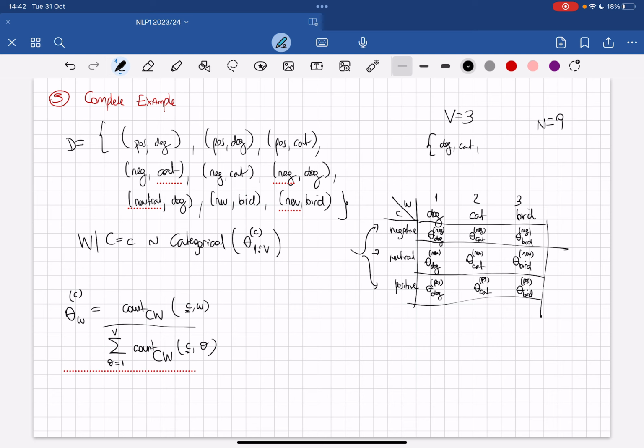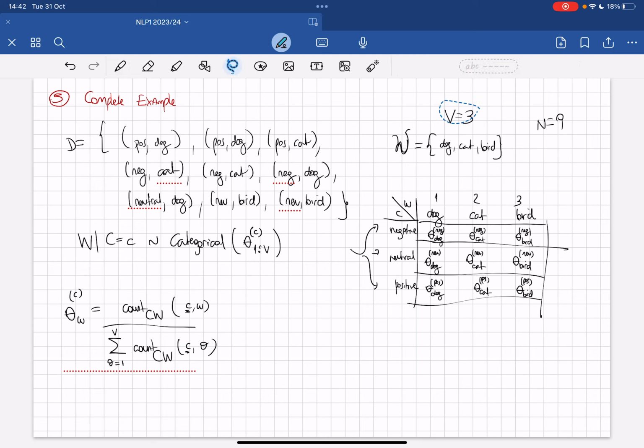And my set of known words, again, is just dog, cat, and bird. Alright, so these are my words. So imagine a calligraphic W, and my classes, calligraphic C, would be positive, negative, neutral. I know in set notation order doesn't make too much sense, but just to be consistent with the order I was presenting you earlier, I will list them like this.